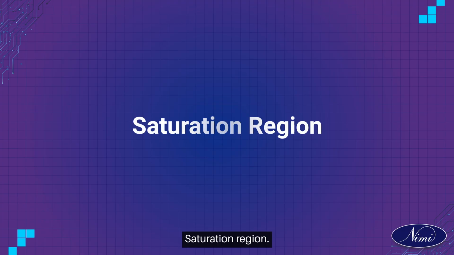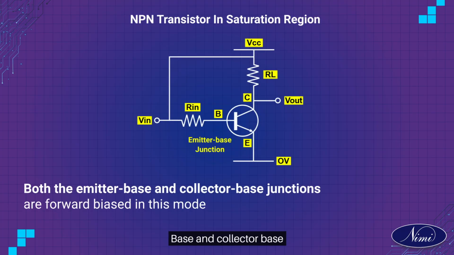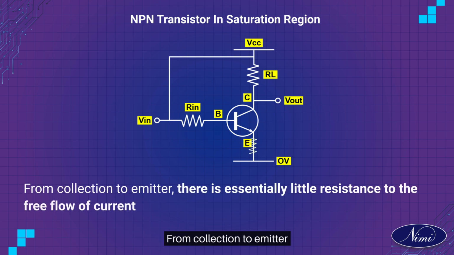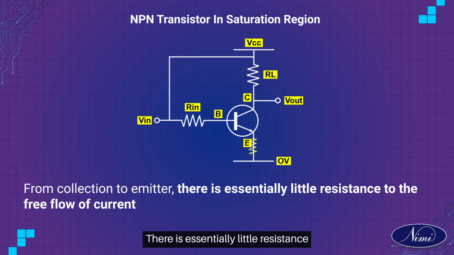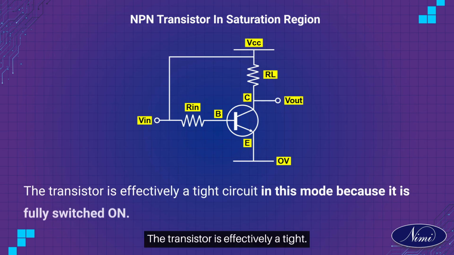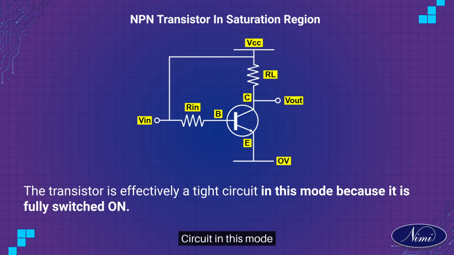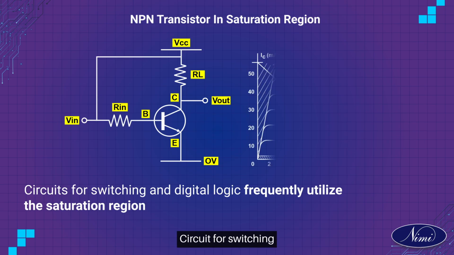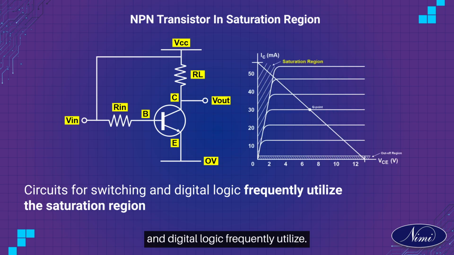Saturation region. Both the emitter base and collector base junctions are forward biased in this mode of operation. From collector to emitter, there is essentially little resistance to the free flow of current. The transistor is effectively a short circuit in this mode because it is fully switched on. Additionally, circuits for switching and digital logic frequently utilize the saturation region.